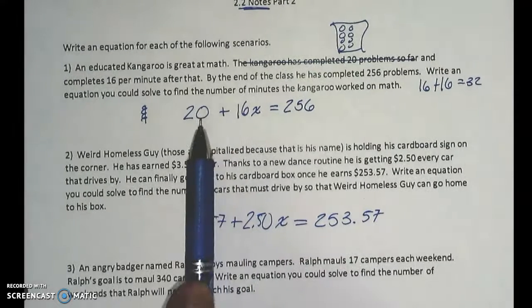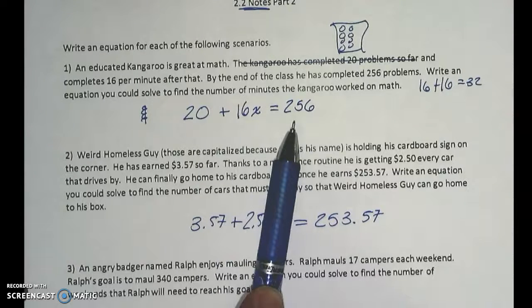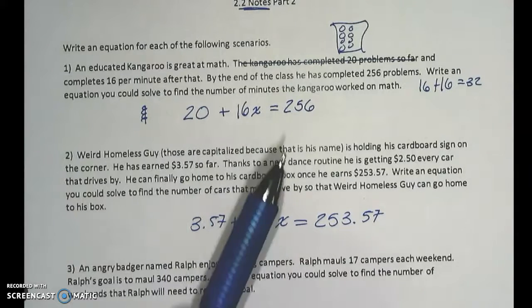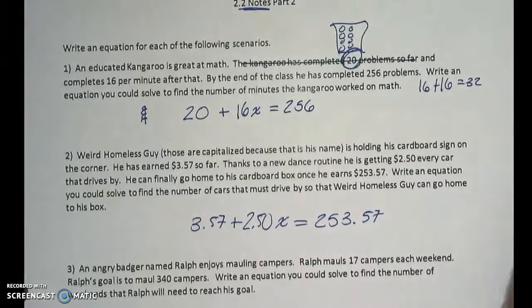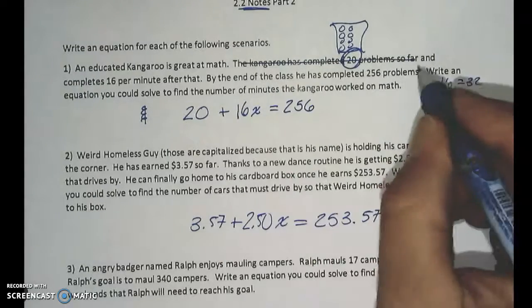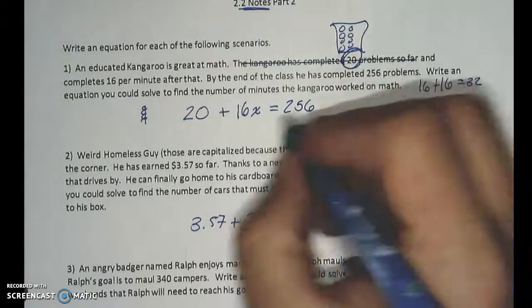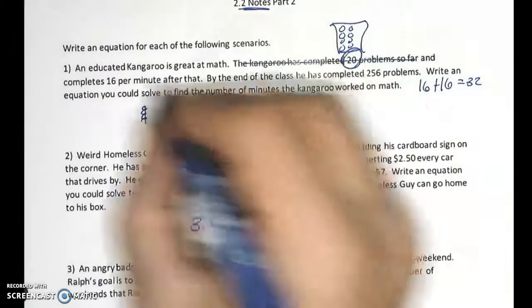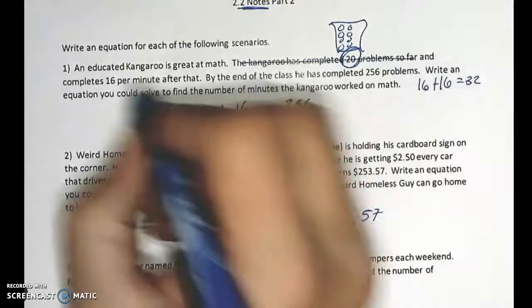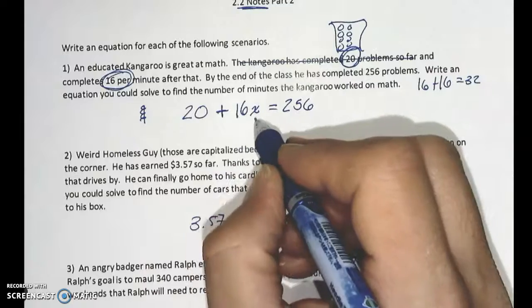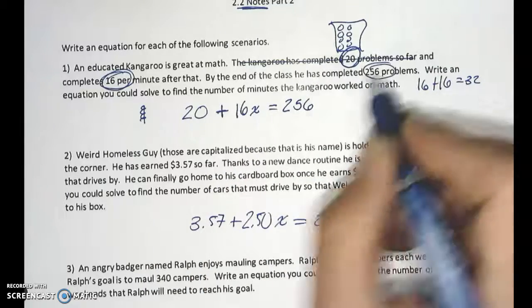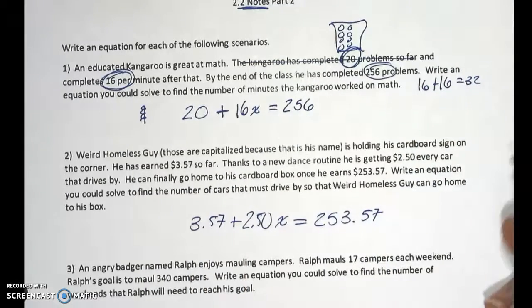We've got 20 plus 16x is equal to 256. The reason why we knew this is that we started with 20 problems, okay? And then we increased it because we got to finish all our work. So that means we're adding to the 20 problems. We're told that we get 16 per minute. So we went with 16x equals 256, okay?